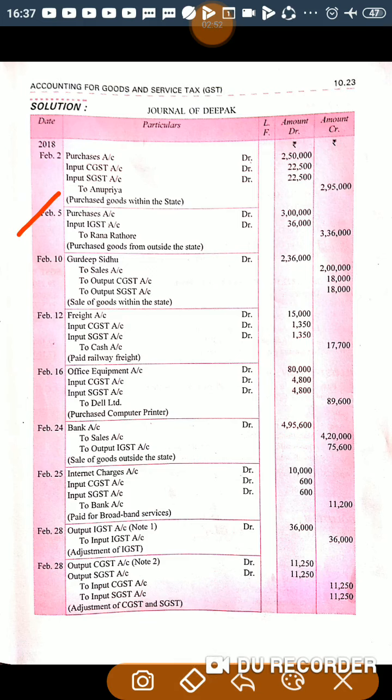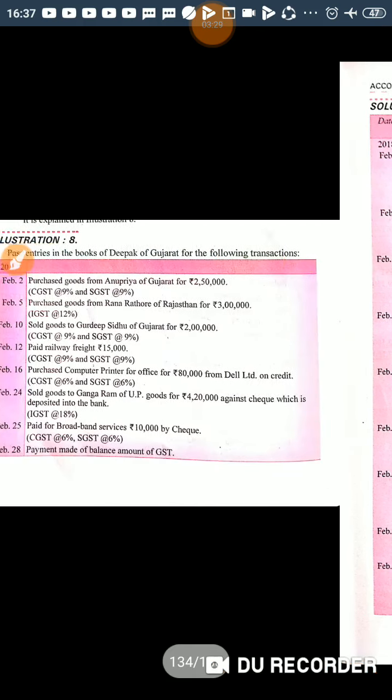Purchase as an expense, it is increasing in the business, so it should be debited. Input IGST is an asset for the business and it is increasing right now, so it should be debited. And Rana Rathor, he is a creditor because Deepak hasn't paid him right now. It's a credit transaction. So Rana Rathor is a creditor. It's a liability for the business. Increase in liability should be credited. So Rana Rathor is credited here with the amount of purchase price and IGST, that is 12% of the 3 lakh. So being goods purchased on credit outside the state.